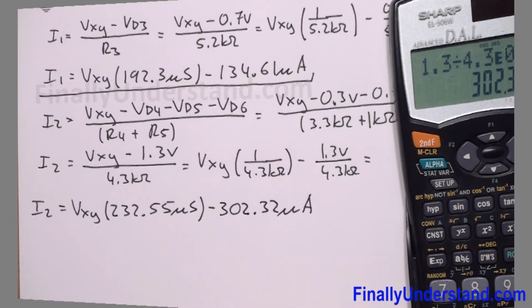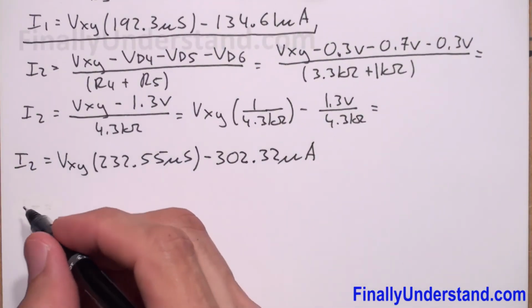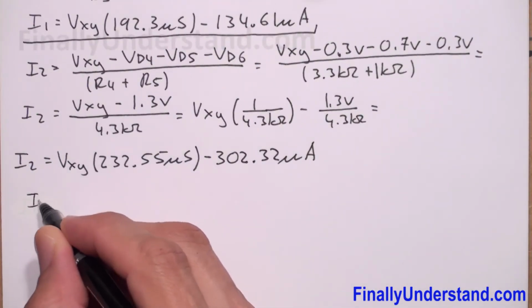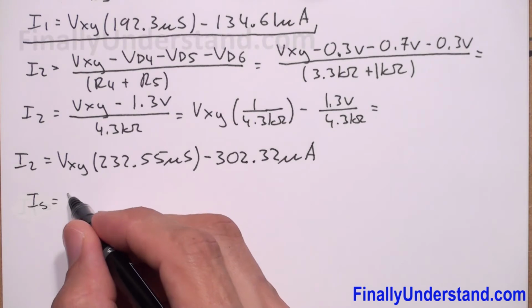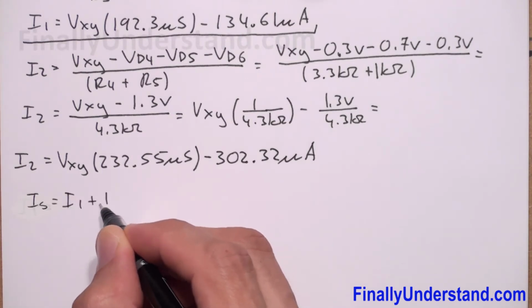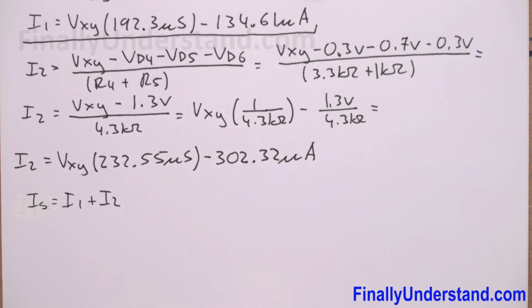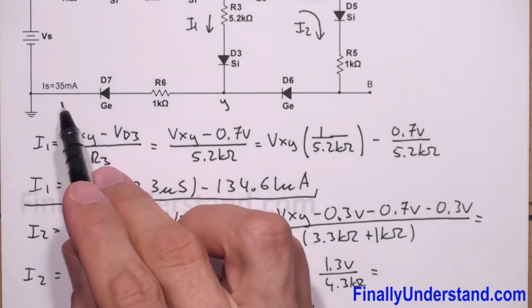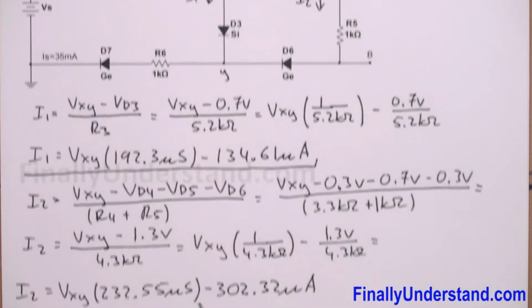Now we're supposed to get back to the formula, which says that I source is equal to I1 plus I2. I source is given and is equal to 35 milliamps. So I'm going to write this down.